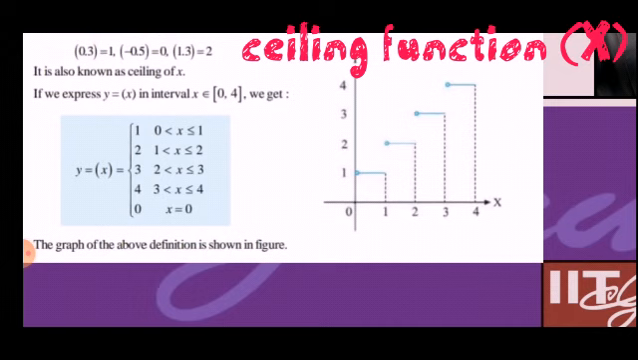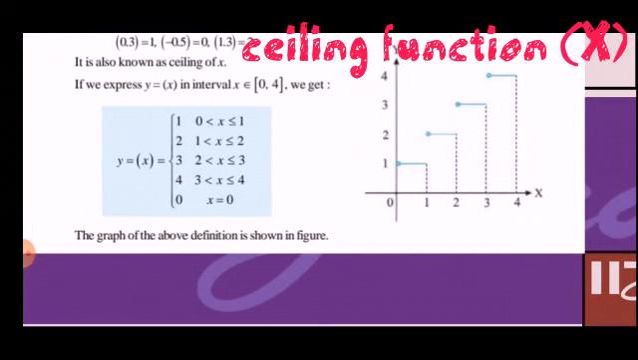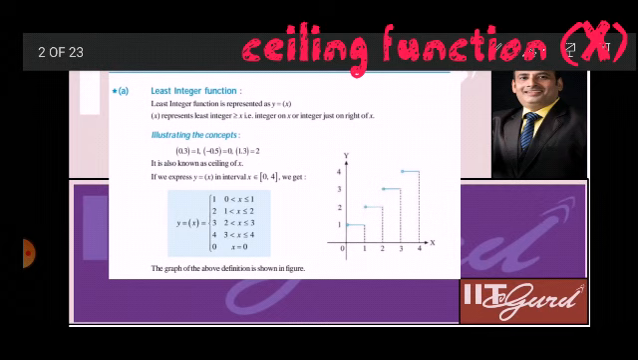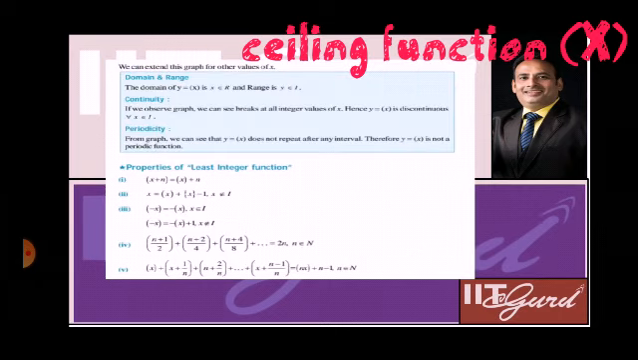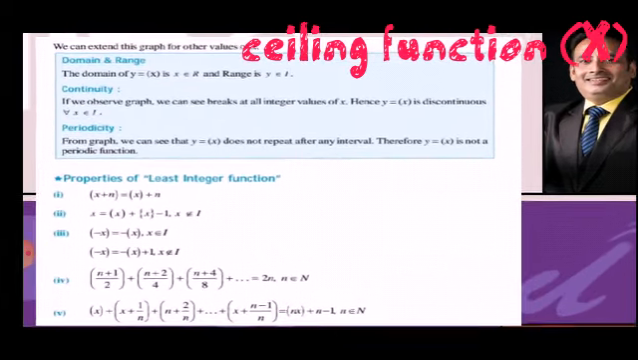One of the parts here, the right hand side, has a non-strict inequality, and the left hand side has a strict inequality. So the ceiling function is right-handed non-strict inequality, or you can say left-handed strict inequality. The graph of the definition is shown in this figure, right? So let's take some more about the ceiling function.